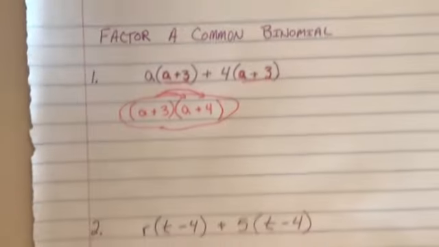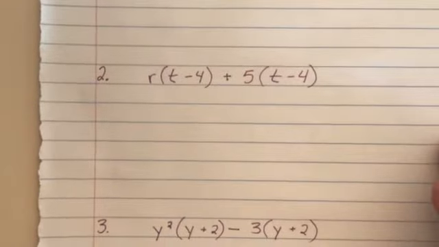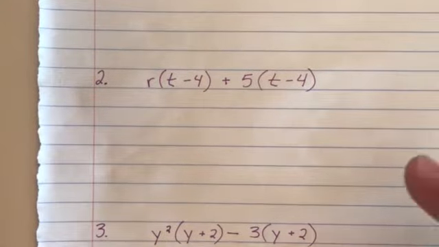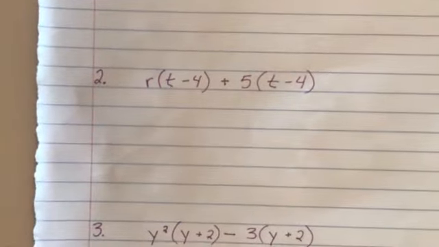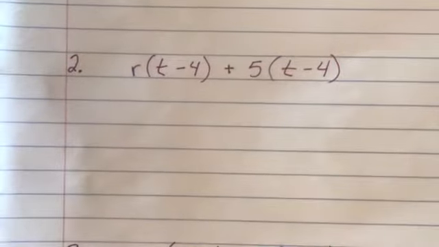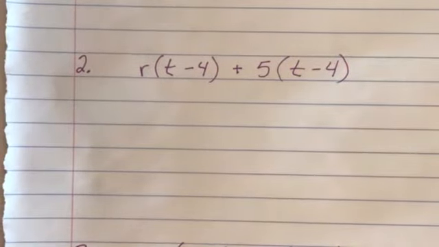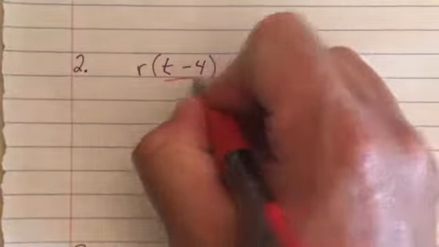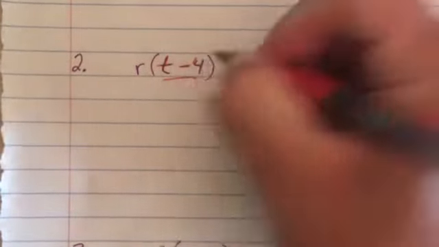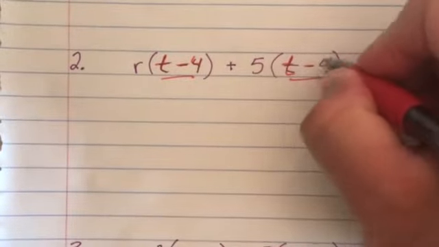Okay? Let's try another one. Number 2 is r times (t minus 4) plus 5 times (t minus 4). So you might notice right away the common factor is t minus 4. Maybe I'll go over it in a different color. We'll make it stand out just a little bit.